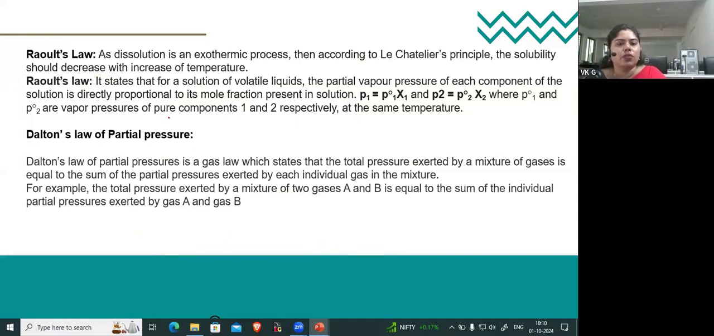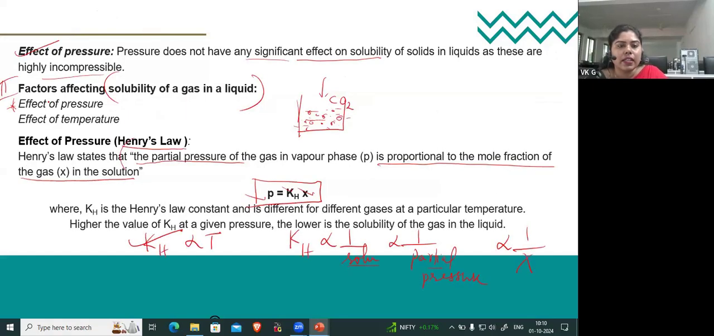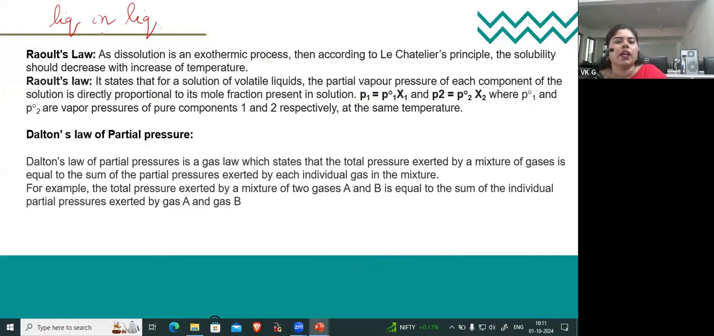Then you went to the second type, that is solubility of liquid in liquid. Liquid in liquid. And this is given by Raoult's law. Okay, I'm sorry for that. So gas in a liquid is given by Henry's law. Then liquid in liquid is given by Raoult's law. And for liquid in liquid, the special condition was that these have to be volatile liquids. We have learned volatile liquids.